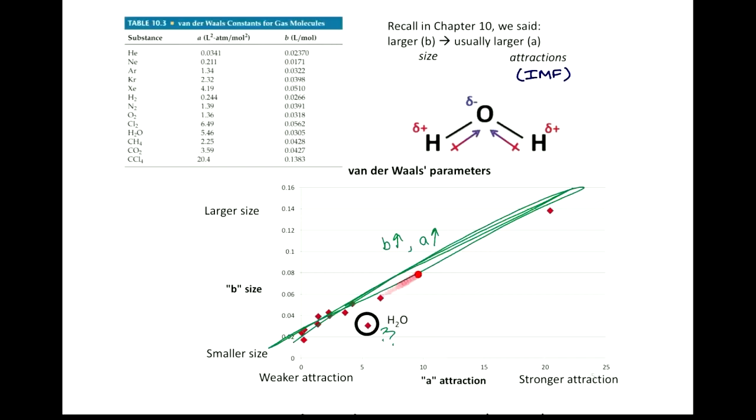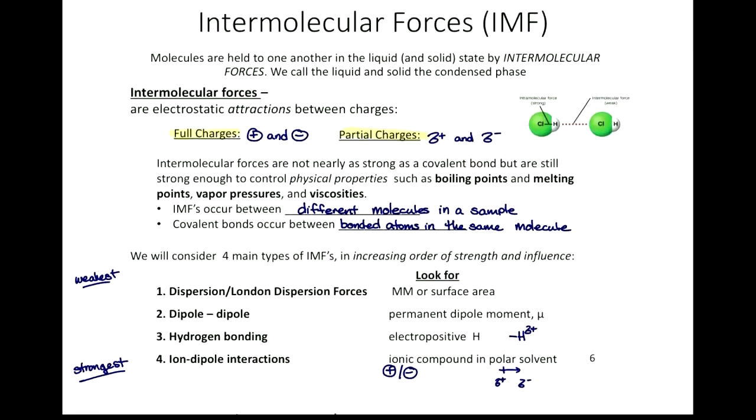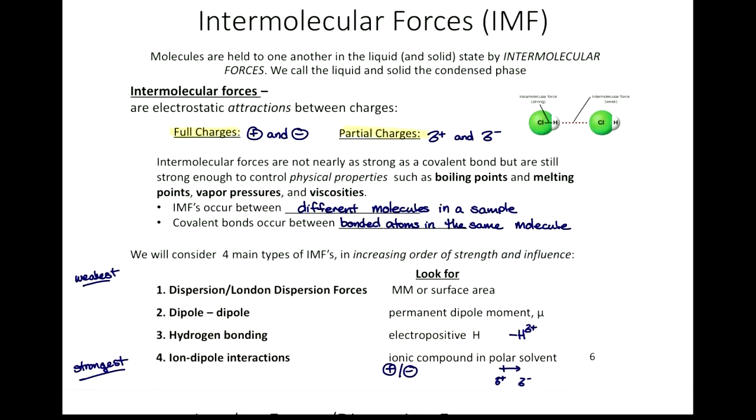But basically all of these dots that lie on the, okay, as B increases, A increases, has to do with London dispersion forces, one of our weakest intermolecular forces that relate size or molar mass of a sample to its attractions. And then we'll also explain why water is so weird off to the side here. All right, so let's talk about intermolecular forces. There's a lot here, I'm sorry. Okay, so I'll spend some time on this slide.